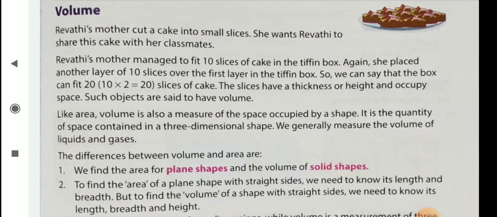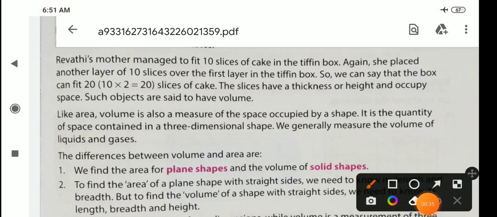Children, volume is also a measure of the space occupied by a shape. It is the quantity of space contained in a three-dimensional shape. Three-dimensional means, children, here we will measure length, breadth and height. Generally, we measure the volume of liquids and gas.